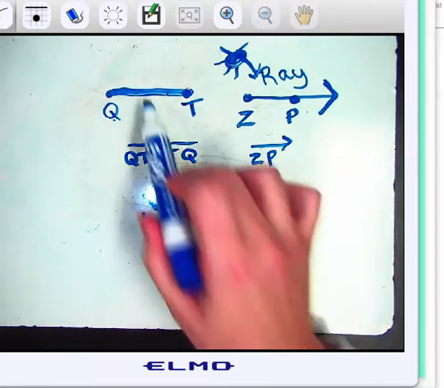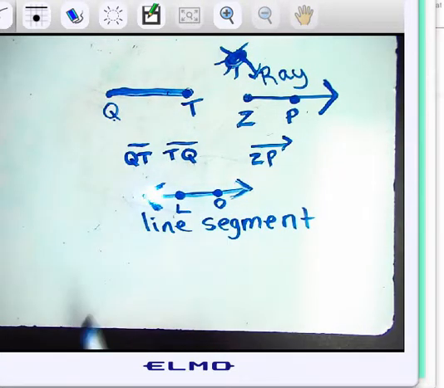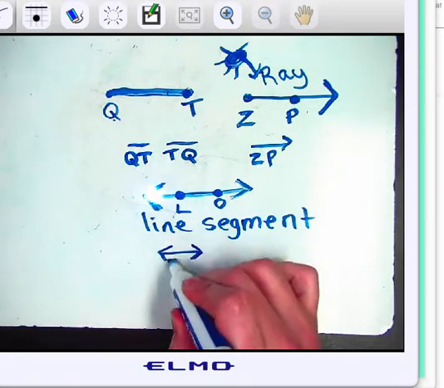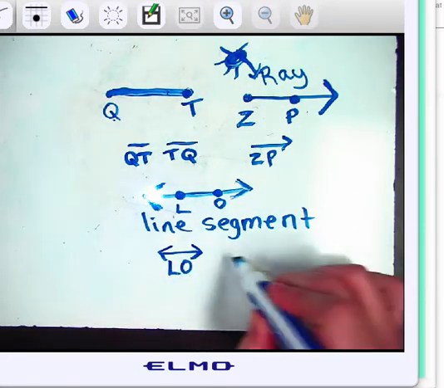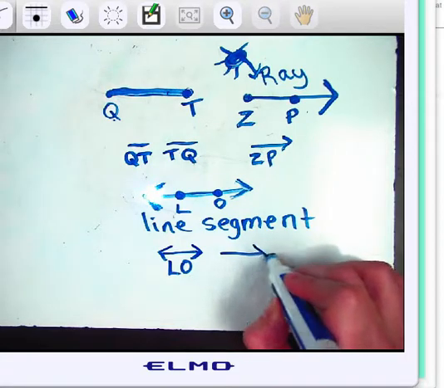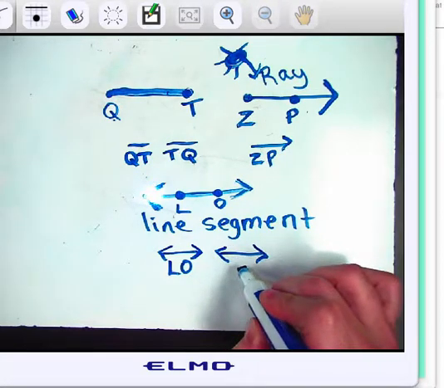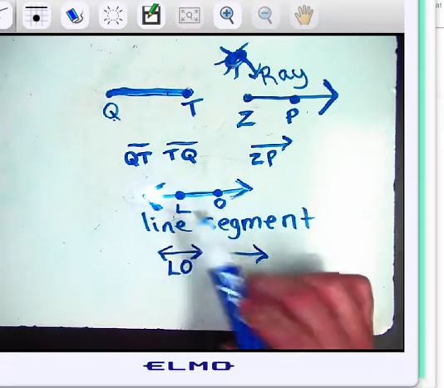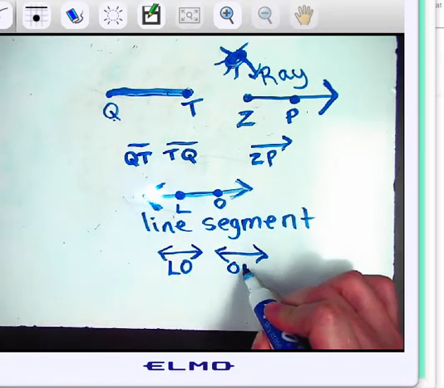Just like with regular segments, I can flip it around and name it two different ways. So I can call this segment line segment LO, or I can call this segment line segment... Which way didn't I go? Let's see, this is tricky. L to O, I need to do O to L. So O would be first and L would be second.